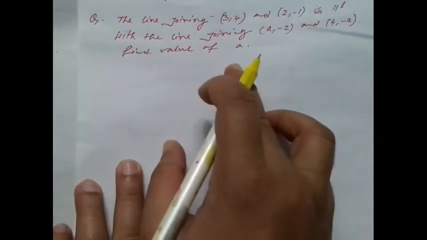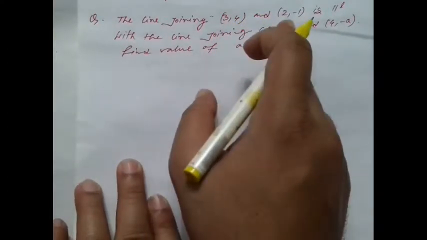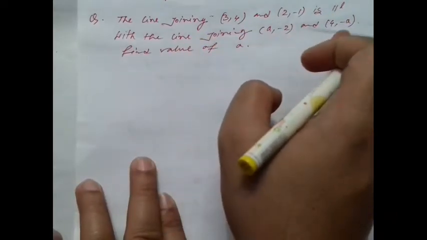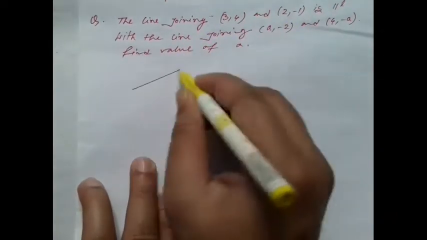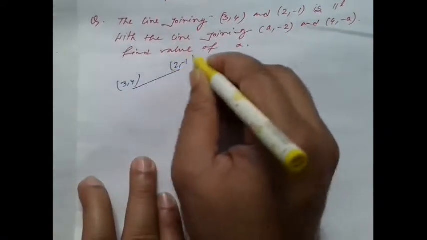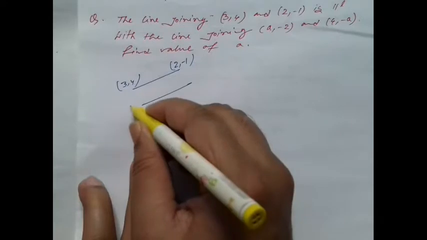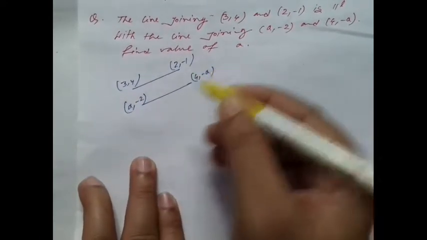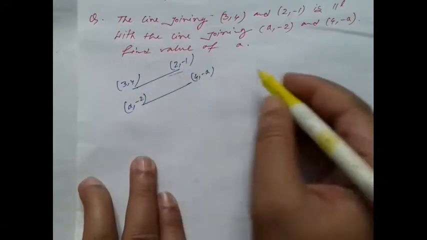Our next problem: the line joining 3, 4 and 2, minus 1 is parallel with the line joining a, minus 2 and 4, minus a. Find the value of a. So I am drawing here: this one is 3, 4 and 2, minus 1, and another line, this one is a, minus 2 and 4, minus a.